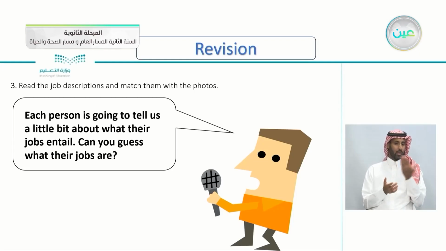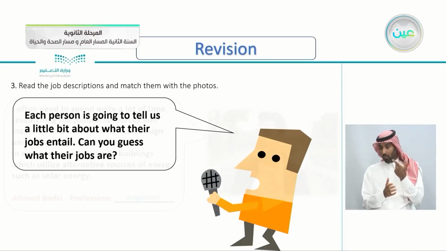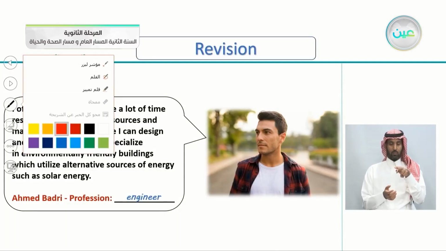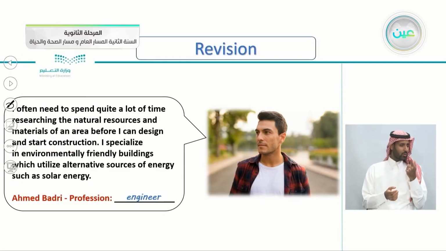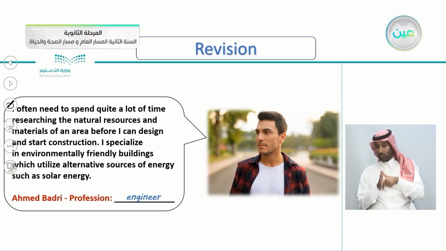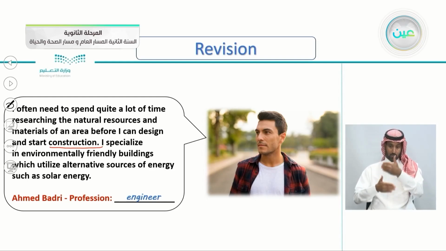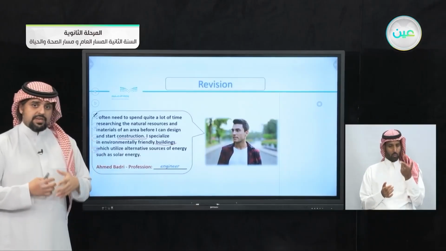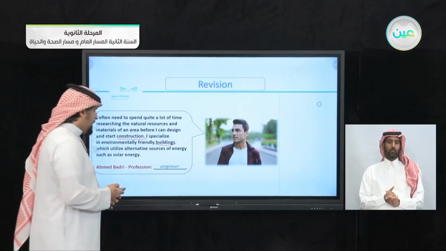And we talked about clues in some articles. Read the job description and match them with the photos. Each person is going to tell us a little bit about what their jobs entail. Can you guess what their jobs are? Of course, we answered them all, and we were looking for clues here. Of course, this one is an engineer. The clues here were his work in construction and buildings. So these are enough clues for us to try to guess that he is an engineer.